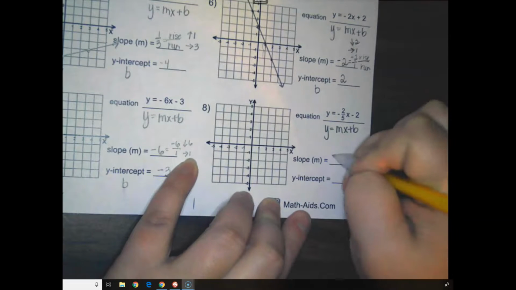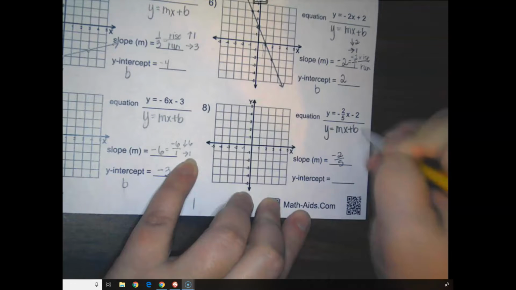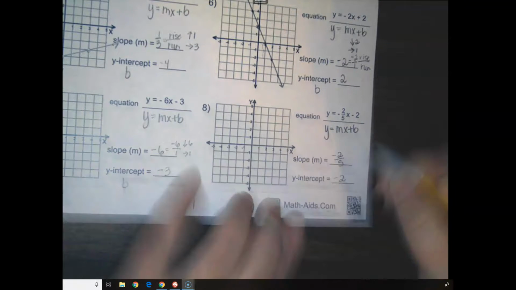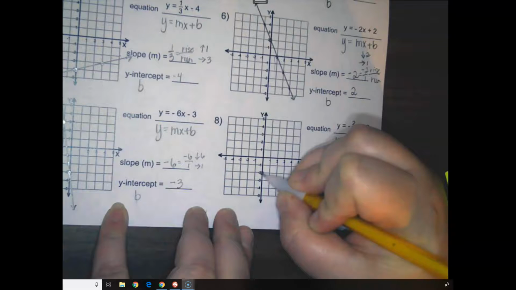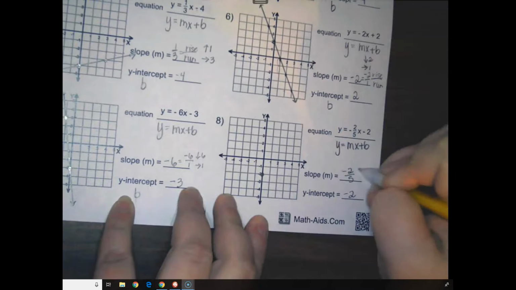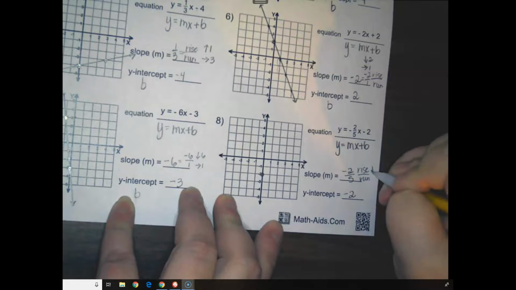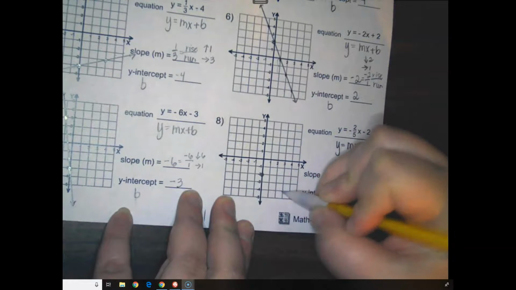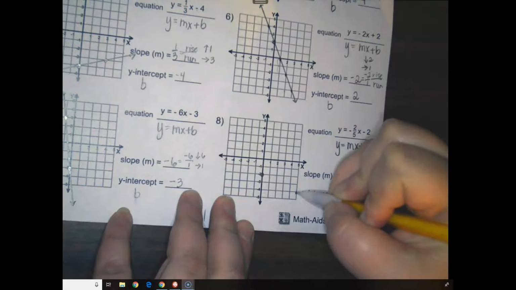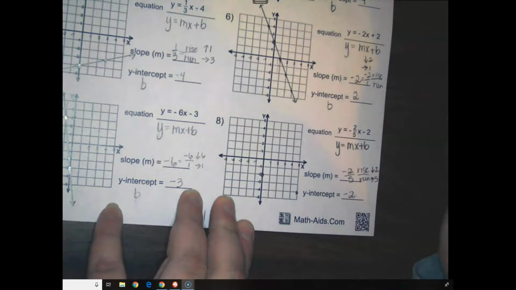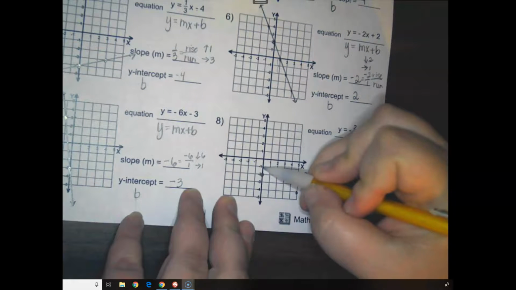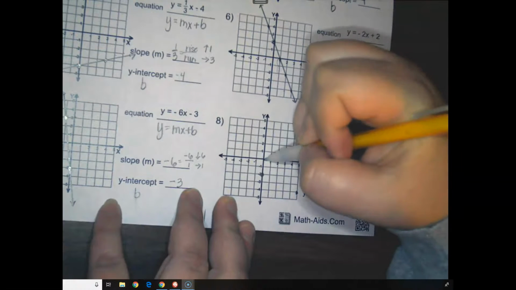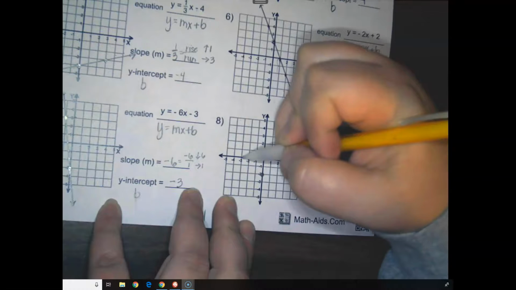So my m is -2/5. My b is -2. So I'm going to start at -2. And this is my rise over run. So I'm going to go down 2 and to the right 5. 1, 2, 1, 2, 3, 4, 5. Put a dot. And I'm going to do the reverse of that. Up 2, 1, 2. And then I went to the right 5, so this time I'm going to go to the left 5. 1, 2, 3, 4, 5.